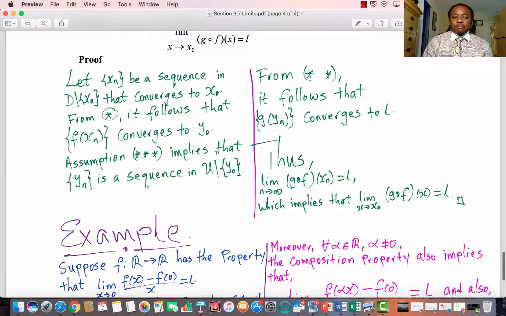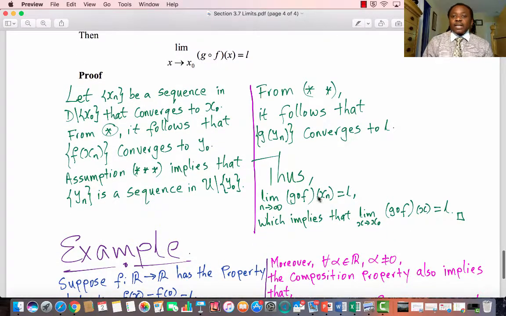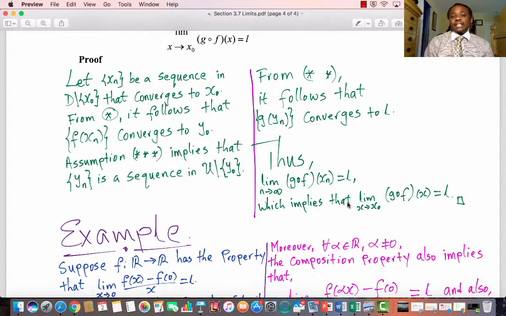Assumption star star star implies that yn is a sequence in U minus the singleton y naught. So from double star, it follows that g of yn converges to L. So putting everything together, the limit as n approaches infinity of g composed with f of xn equals L. And as we concluded in Theorem 3.7.3, that simply means the limit as x approaches x naught of g composed with f of x equals L, and that concludes the proof of Theorem 3.7.4.